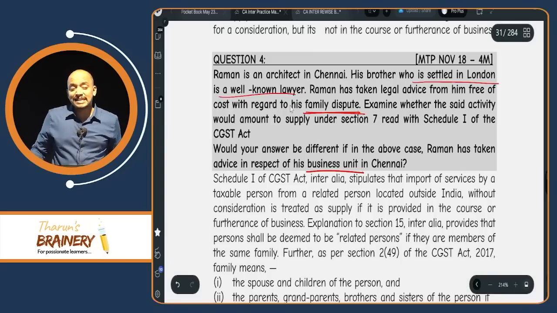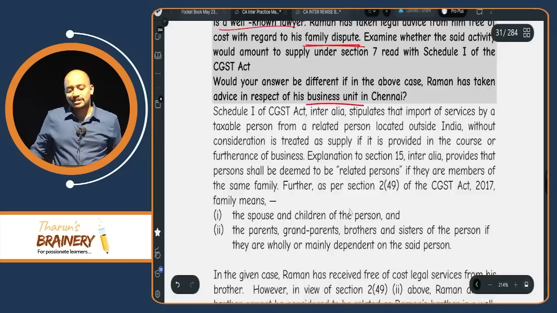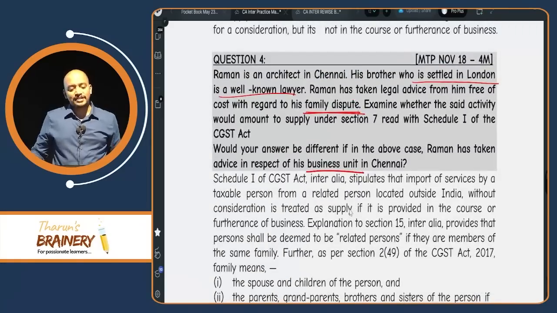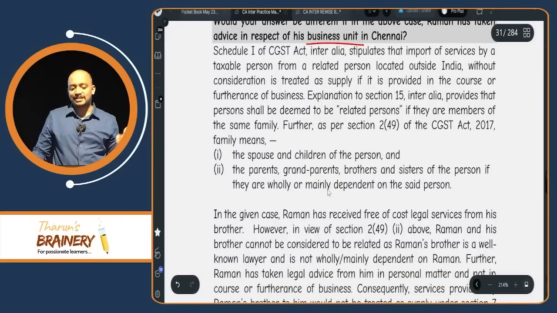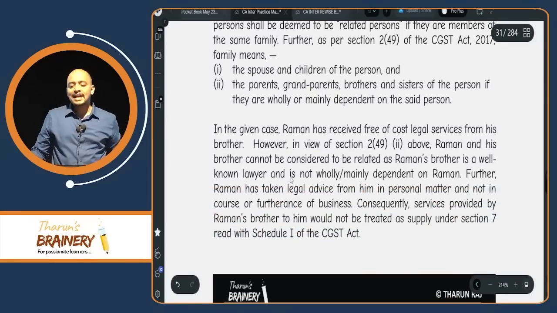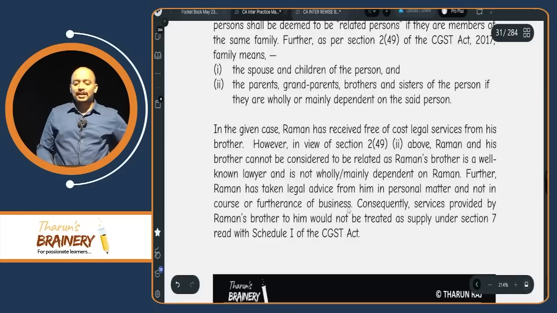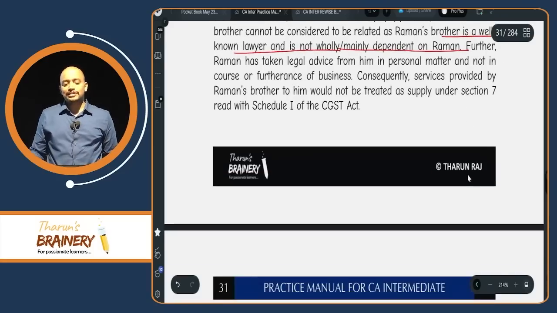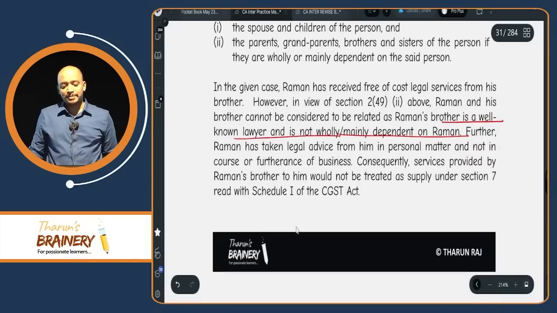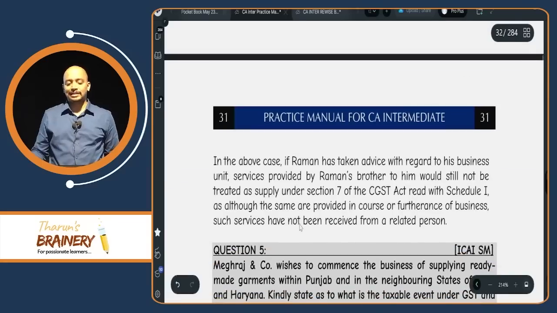Why won't it come under 7.1b? Because there is no consideration. If there is consideration, only then 7.1b applies. Here there is no consideration, so therefore it is not a supply. So first we need to write about 7.1c, related parties means who, the family definition, and then we need to write that the brother of Mr. Raman is a well-known lawyer and not dependent on Raman. Therefore, it is not import of service from a related person, consequently not a supply.